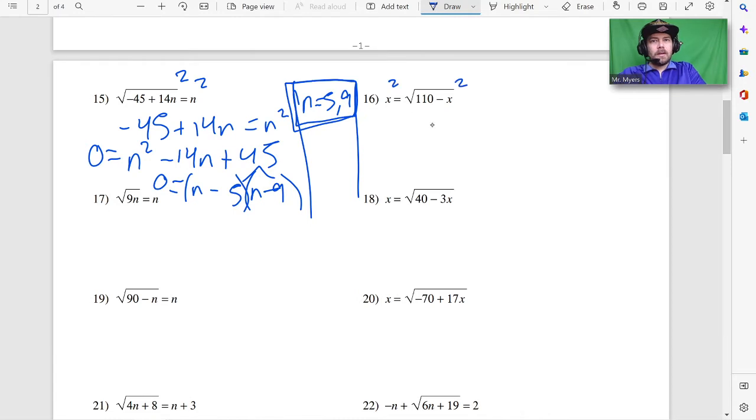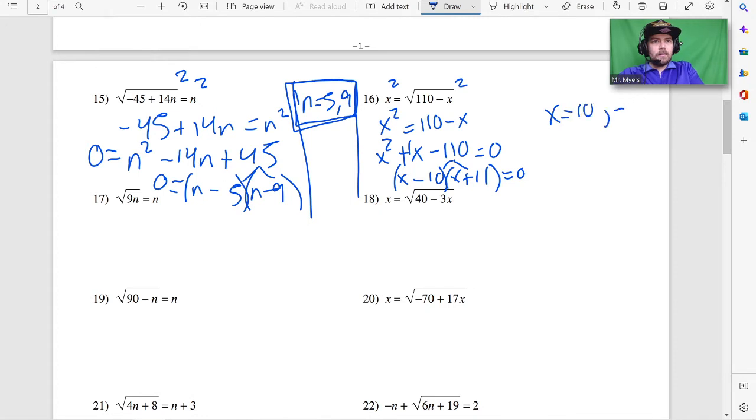So, same thing for number 16. So x squared equals 110 minus x. Let's get everything on the left-hand side. So I'd be adding x to both sides, subtracting 110. That's going to be set equal to 0. So that's 10 and 11. Multiplied to 110, we need that to be minus, that to be plus. So that way we get 1. So we get two answers here. We get x equals 10 or negative 11.